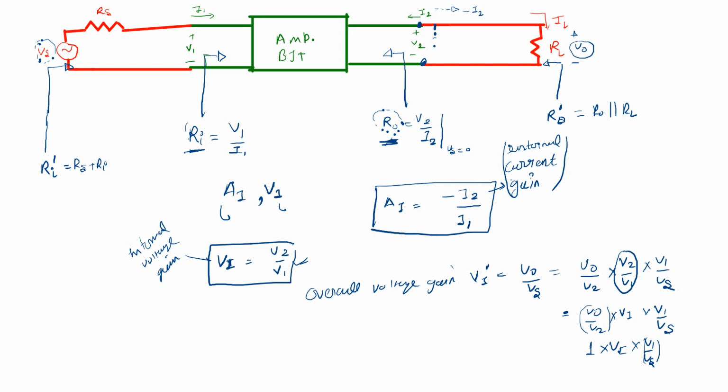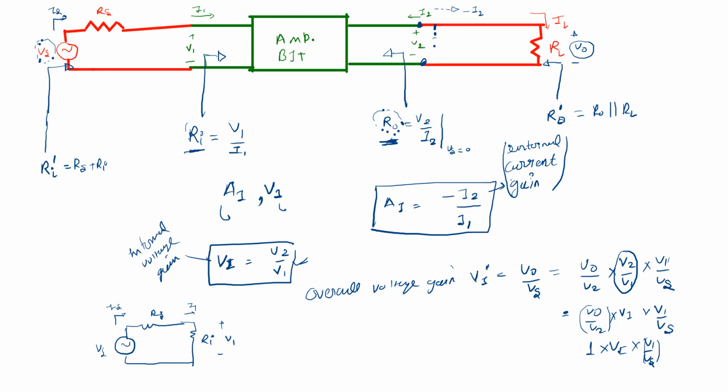We need to calculate the V1 upon Vs. So at the input side, we need to go for the V1 upon Vs. So we'll write this is the Vs. We'll make the circuit. So this is the Rs, and we need to replace its part here with the Ri across the V1, and here the current is I1, and here we can say this is the current Is.